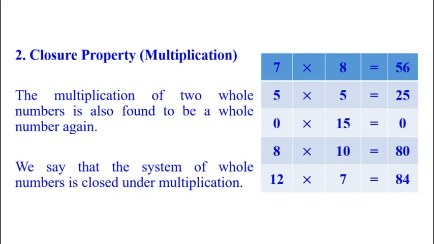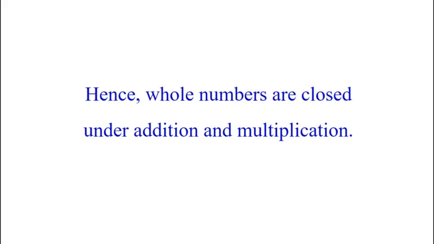We say that the system of whole numbers is closed under multiplication. That means if a is a whole number and b is a whole number, then a into b is also a whole number. Hence, whole numbers are closed under addition and multiplication.